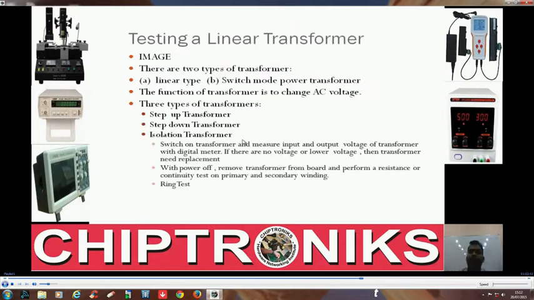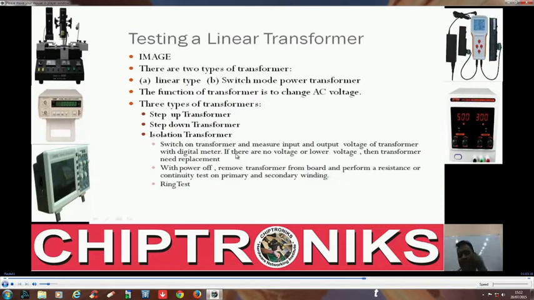Let's go to a linear transformer. Well, you will not usually find a linear transformer on any kind of notebook motherboard, but you will find a transformer in adapters, and you will find a transformer in SMPS. And let us talk about the 2 types of transformer. One is the linear type and another is the switch mode power transformer.